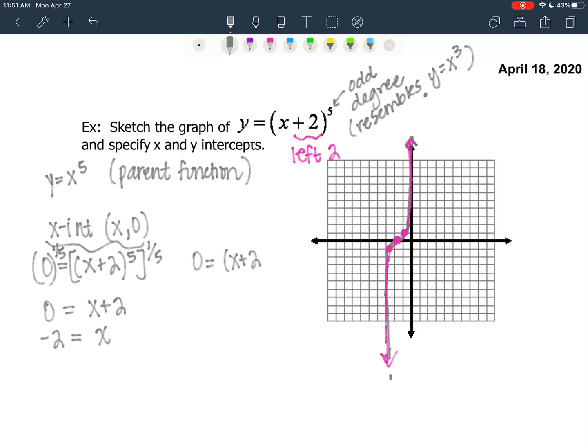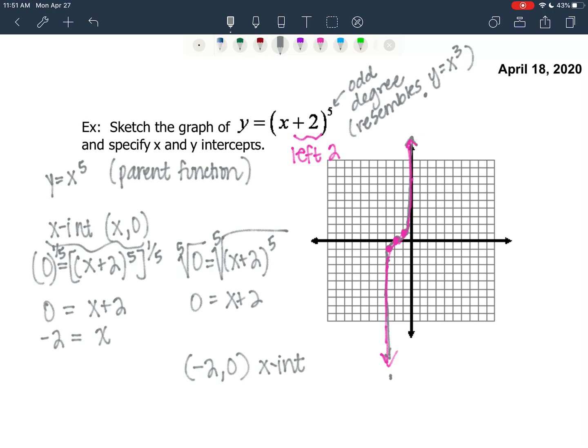Another way to do this, and really it's completely up to you, is taking the 5th root, and you still get 0 equals x plus 2, x equals -2. So our x-intercept is -2, 0. That's our x-intercept.